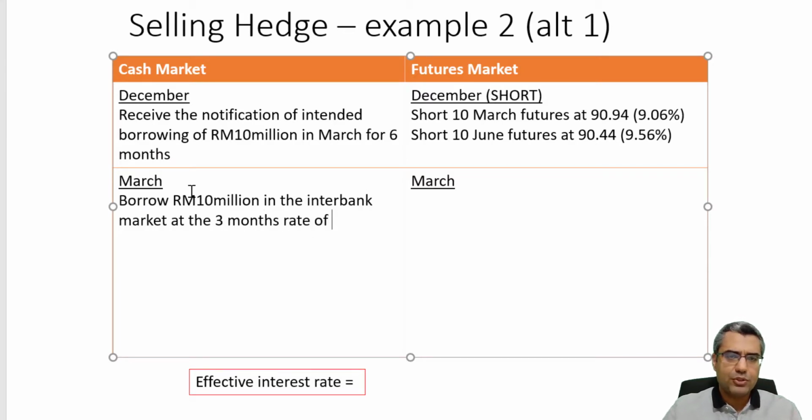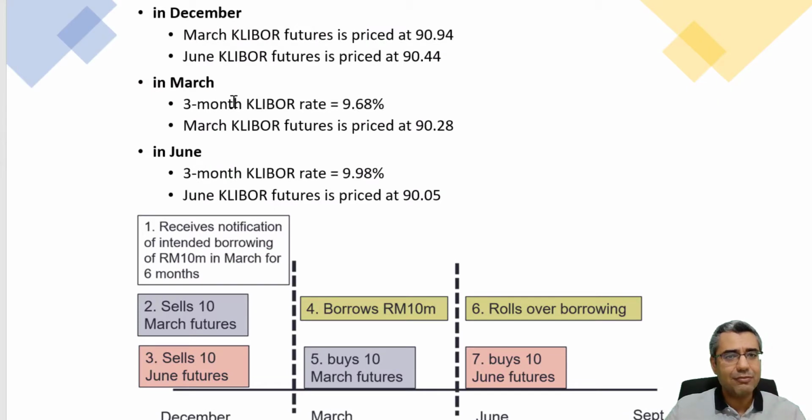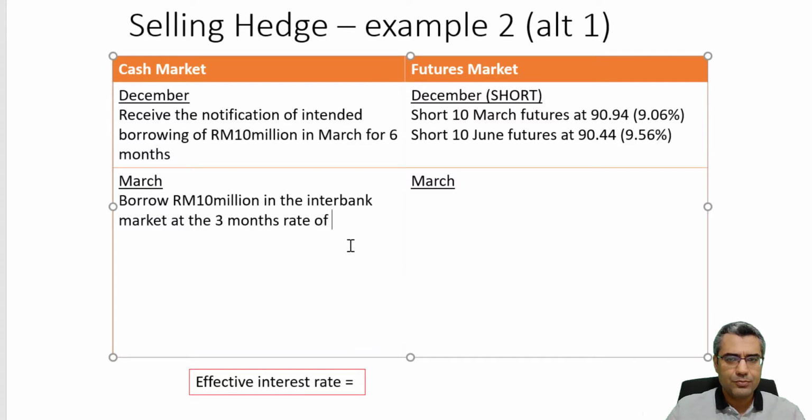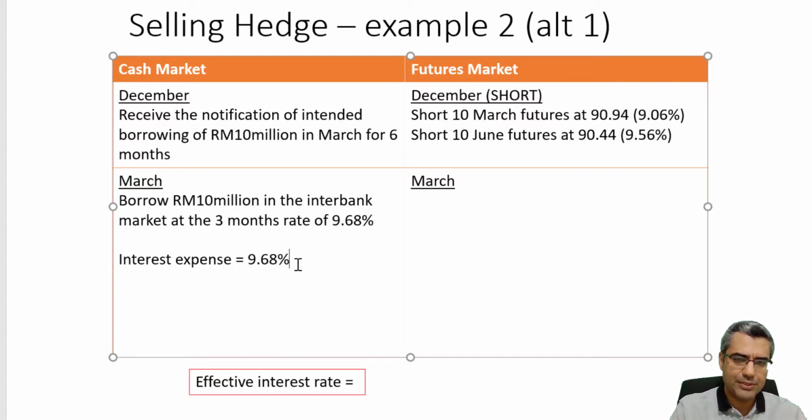rate. So now what is the rate? We assume in March the rate is 9.68%. Suppose the interbank rate is 9.68%. So we borrow at this rate. And now, what is the interest expense? 9.68%, and you borrow 10 million ringgit. Let's write 10M, and it's just for 3 months, right?